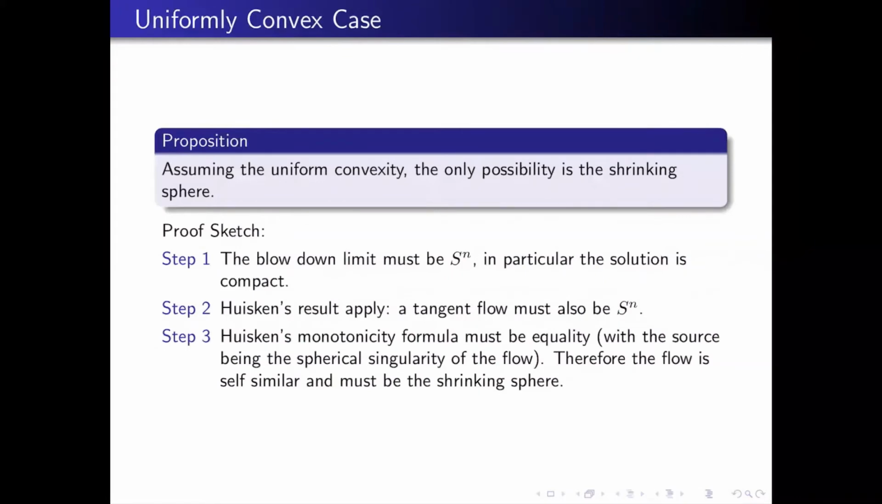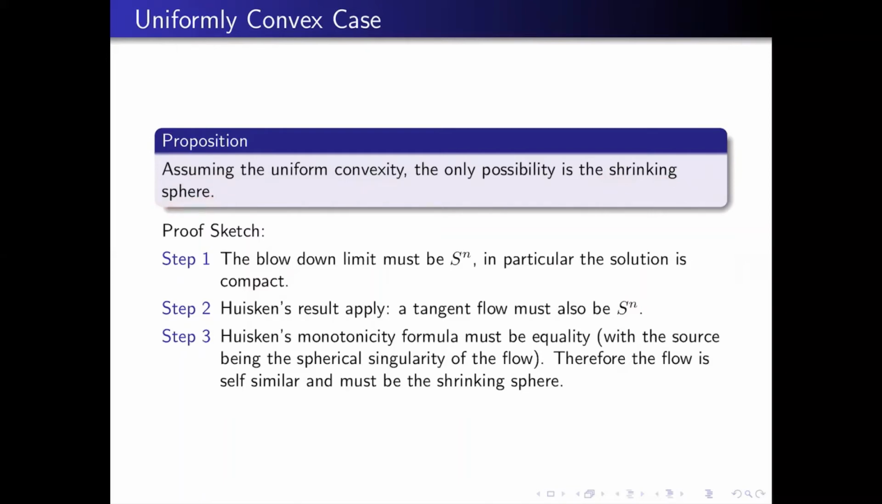Now, let's discuss the easiest case, when we have the maximal convexity, namely the uniform convexity. In this case, we are able to show that the only uniformly convex ancient solution, which is non-collapsed and convex, must be the shrinking sphere. We can sketch the proof here in 3 steps.